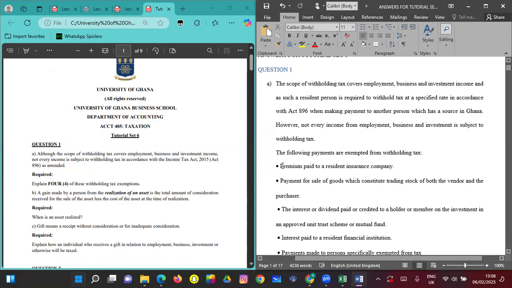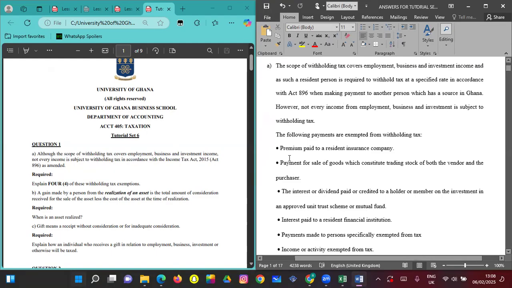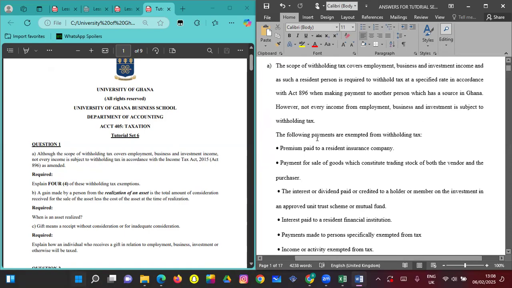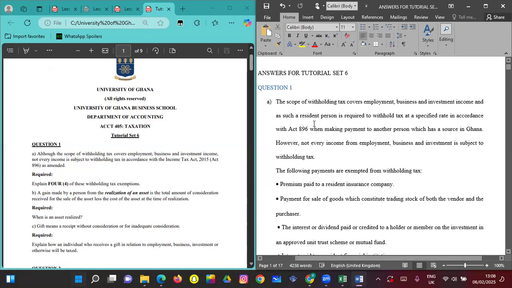And these are: premium paid to a resident insurance company. These are all in the Act. Payments for sale of goods which constitute trading stock of both the vendor and the purchaser. Mind you, I took all these answers from the ICAG website and I did some adjustments.